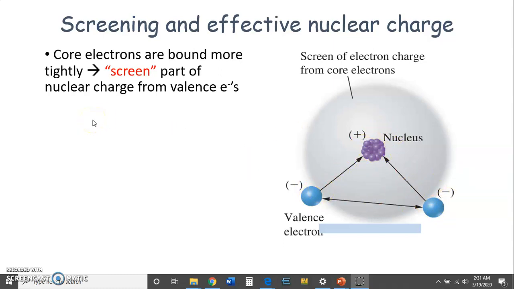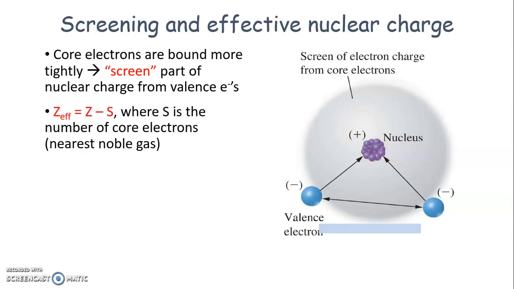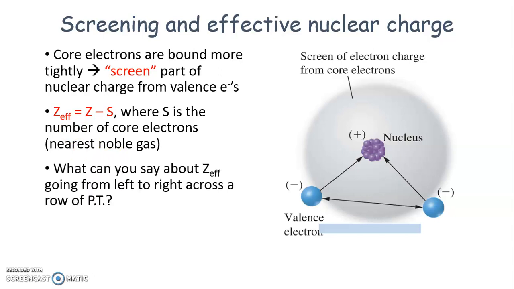We can actually write that down as a very simple equation, that the effective nuclear charge Z_eff is equal to the atomic number Z minus S, where S is the number of core electrons. In the magnesium example, Z was 12 and S was 10, and so we ended up with an effective nuclear charge of 2. Okay, so let's think about how this works.